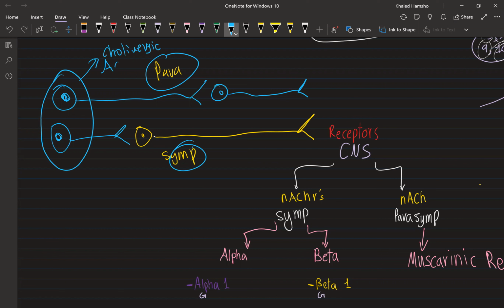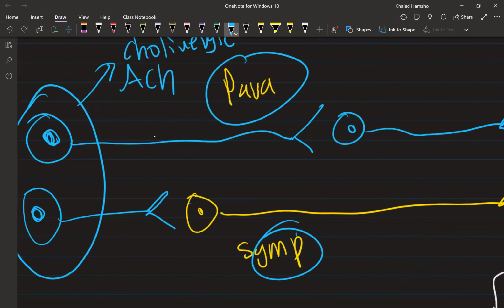Acetylcholine. Now, what's interesting is that if you zoom in onto the synapse, they have receptors over here. This acetylcholine will bind to this receptor. What makes our life easier is that this receptor is identical in both pathways. It is known as the nicotinic receptor, and it binds acetylcholine.